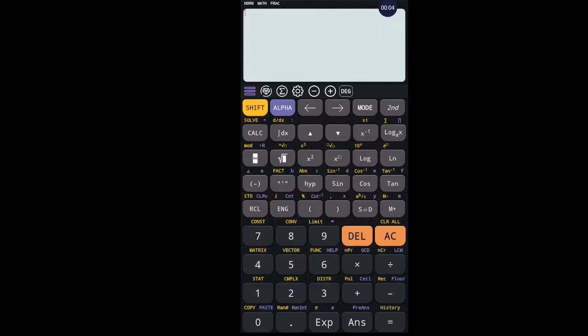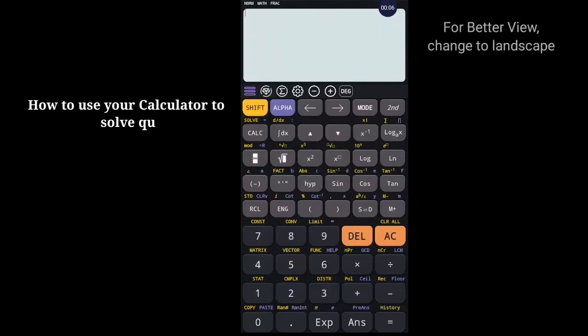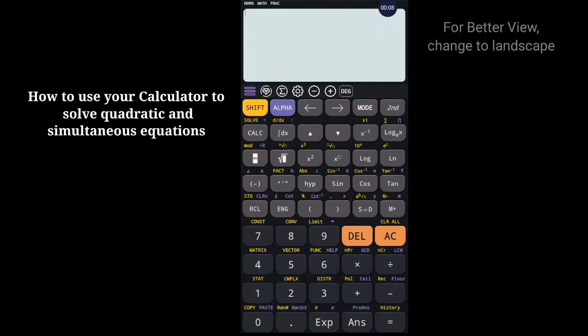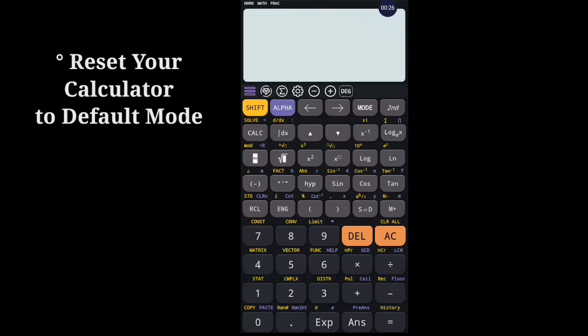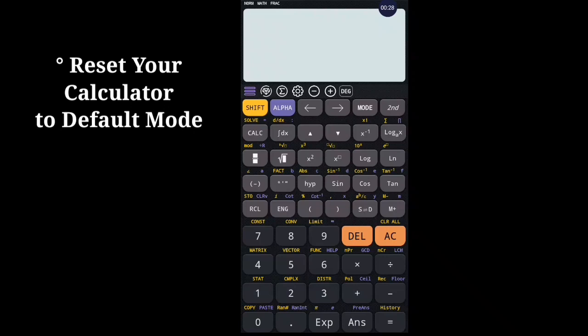In this video, I'm going to be showing you how to use your calculator to find the roots of quadratic equations and also how to find the unknowns of simultaneous equations. This calculator I'm using is the mobile version, and it's actually very similar to the normal calculator. The first thing you have to do is to reset your calculator to the normal mode, to the default mode.